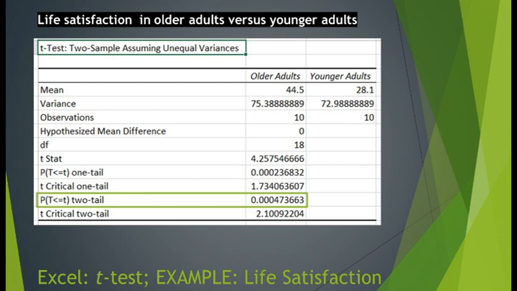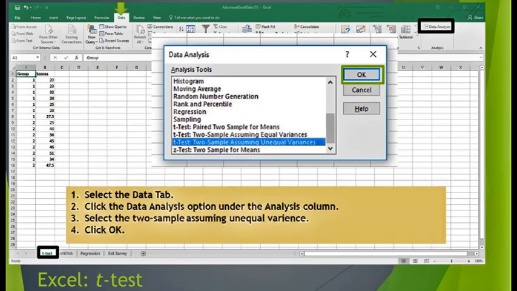The null hypothesis is rejected, meaning there is a significant difference between the mean and distribution of life satisfaction ratings in older versus younger adults. Now make sure you are on the t-test worksheet.